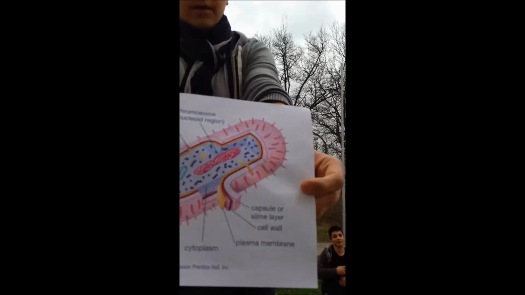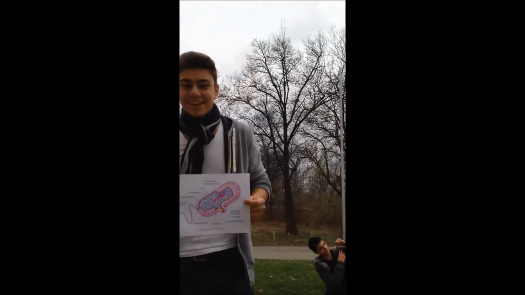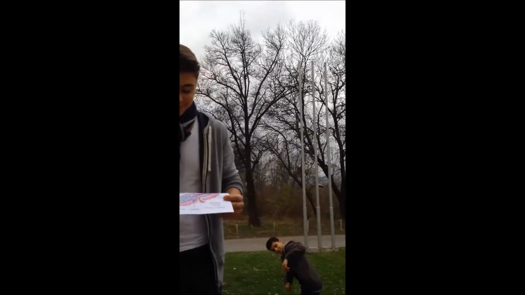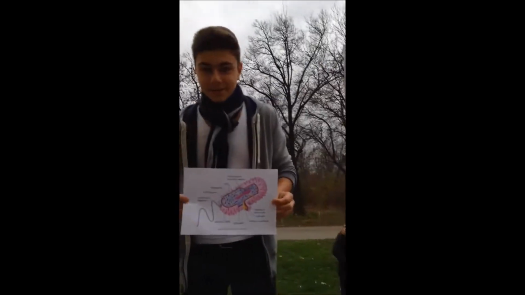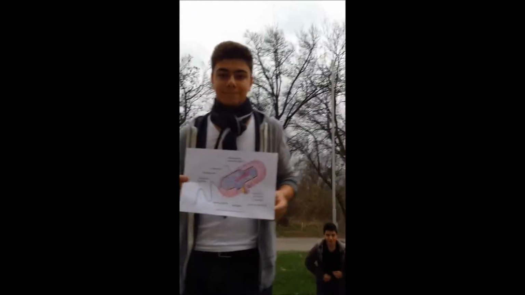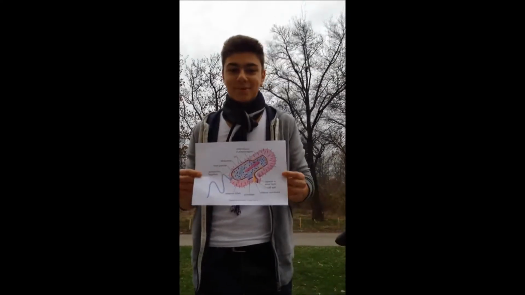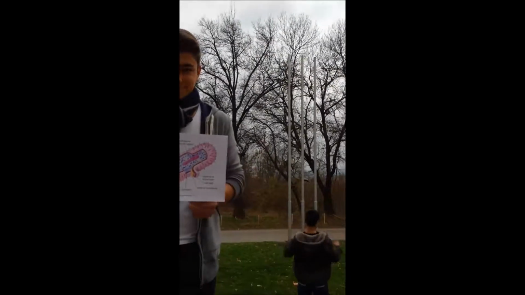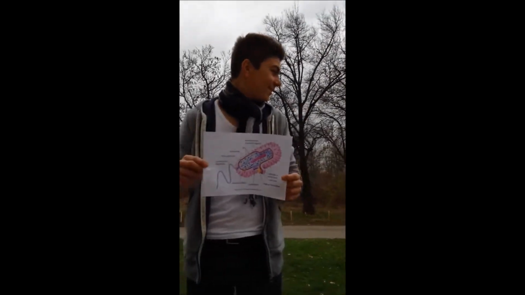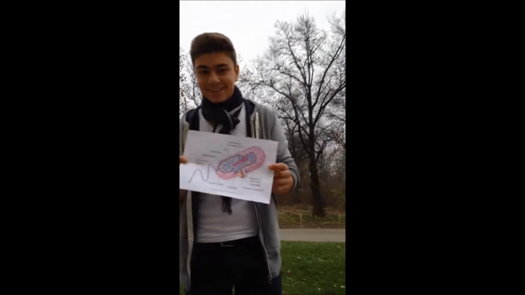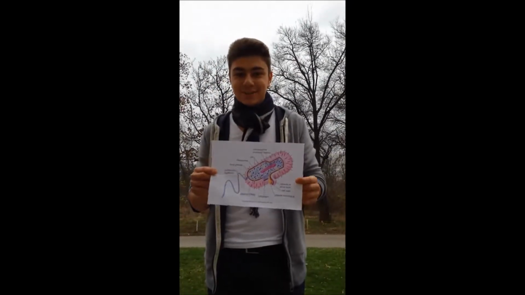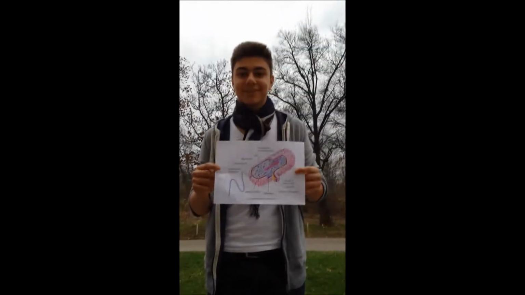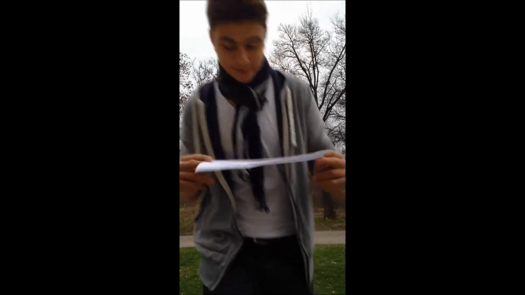After that are the pili. They are short protein appendages which fix to the bacteria surface. These pili are smaller than the flagella and are used in conjugation, or exchange of genetic information.